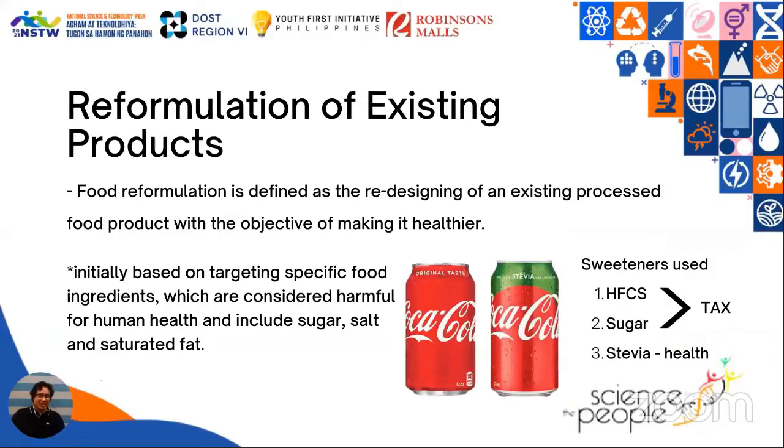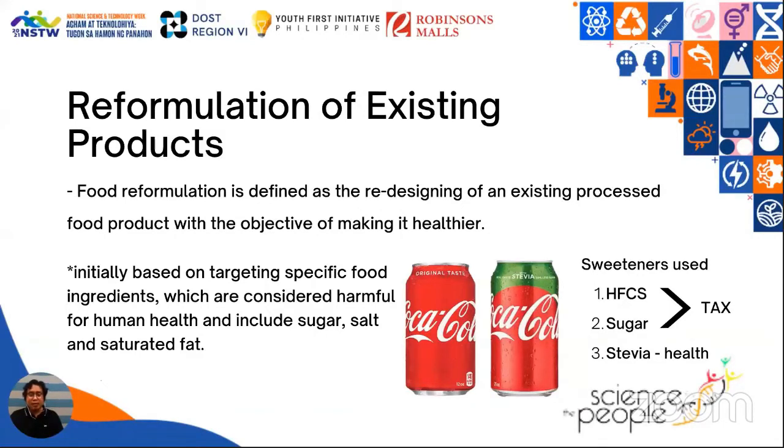Okay, next category is reformulated products. So reformulation or food reformulation is defined as the redesigning of an existing processed food product with the objective of making it healthier. Actually, there are other reasons as well. No? But initially, reformulation was based on targeting specific food ingredients na considered to be harmful when consumed in excess. This includes sugar, salt, and saturated fat.